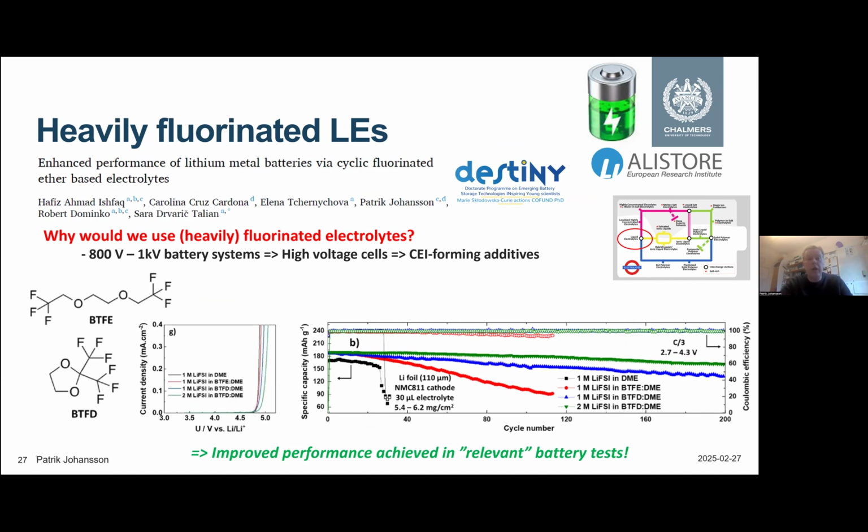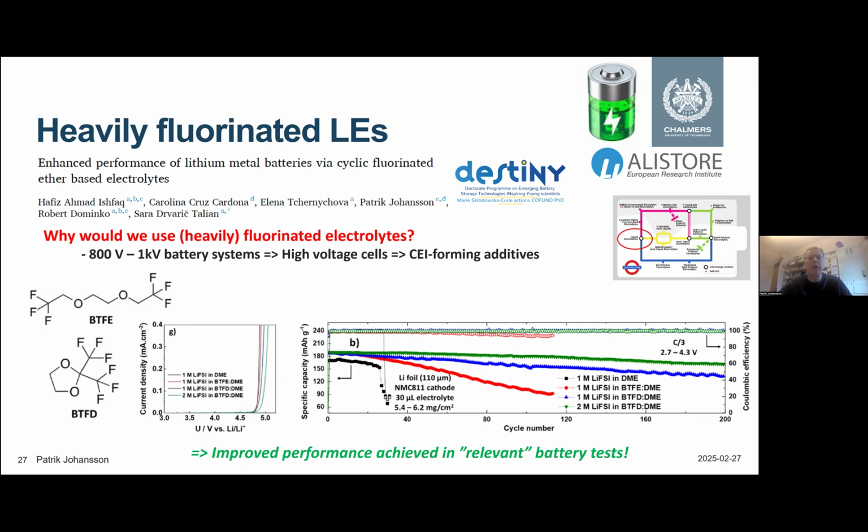So here I would like to showcase another collaboration within the Destiny framework, together with NIC in Slovenia, with Sarah and Robert, and especially the work of Ahmad. And here the argument is, why would we use heavily fluorinated electrolytes, either as a salt or an additive, or here as a solvent? Well, what people don't necessarily recognize is that if we're going to go for an 800 volt or 1 kilovolt battery system in an electric vehicle, that means that high voltage cells are going to have a lot of advantage over anything that is less voltage in the cell.